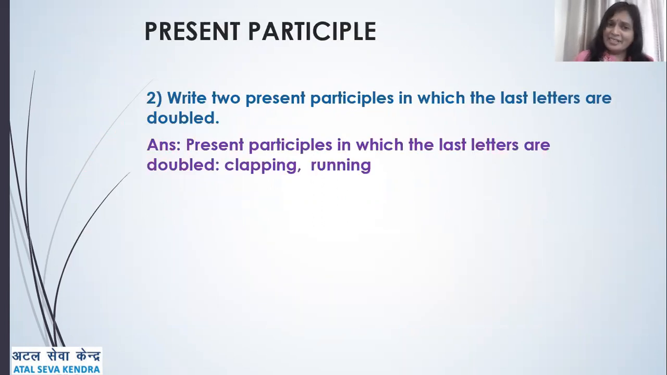Now let us see a question based on present participle. Write two present participles in which the last letters are doubled. Present participles in which the last letters are doubled. Clapping, running, clap. The last letter P is doubled, clapping. Similarly, running.